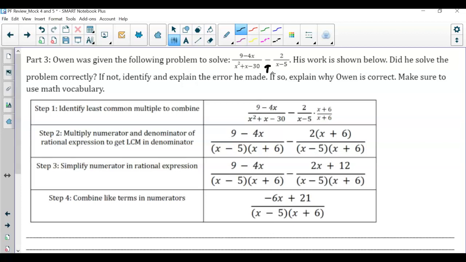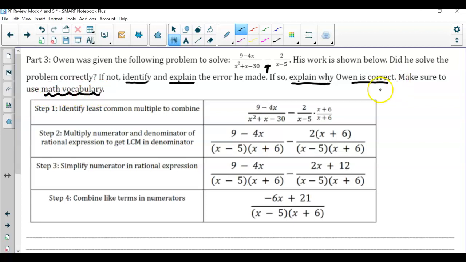So again, if you need to, underline to make sure that you identify all the parts that you need to answer. If not, we need to identify and explain the error that he made. But if we do agree that he solved it correctly, we need to explain why Owen was correct and make sure to again use math vocabulary.